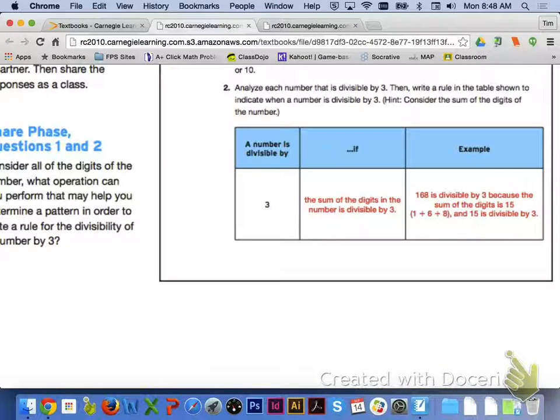If we take a look at the table then, a number is going to be divisible by 3 if the sum of the digits in the number is divisible by 3. So an example that we have here is 168. If you add all of those digits up together, you would get 15. And 15 is divisible by 3, so therefore 168 is divisible by 3.